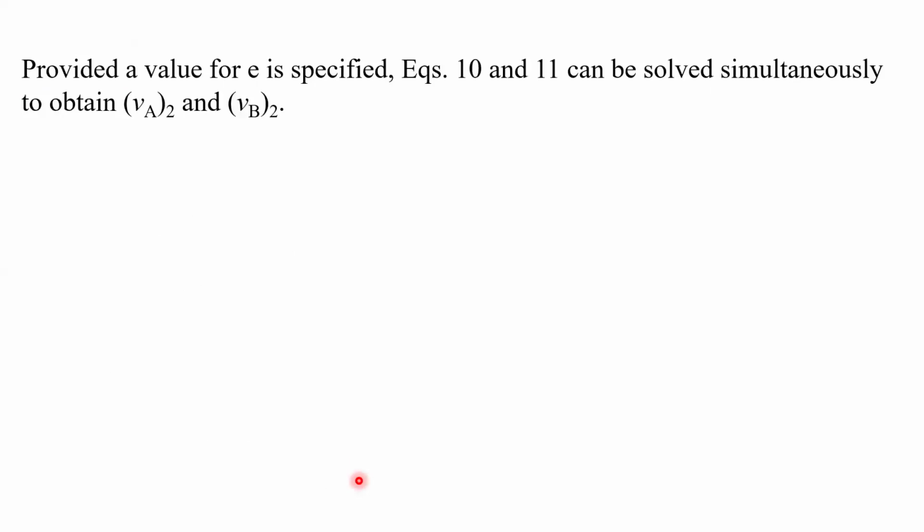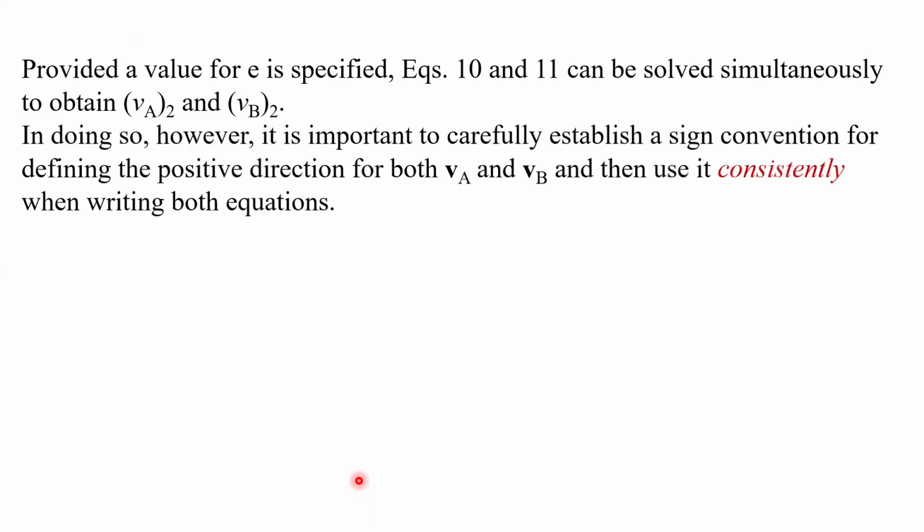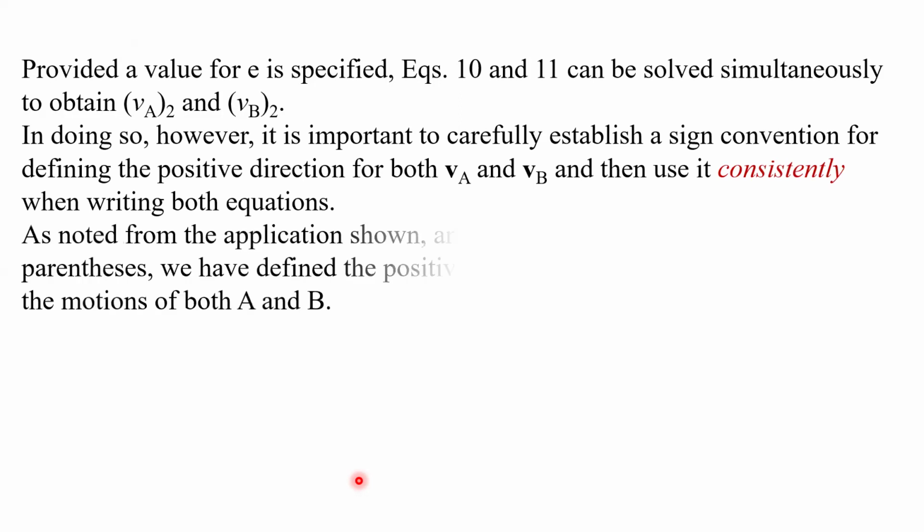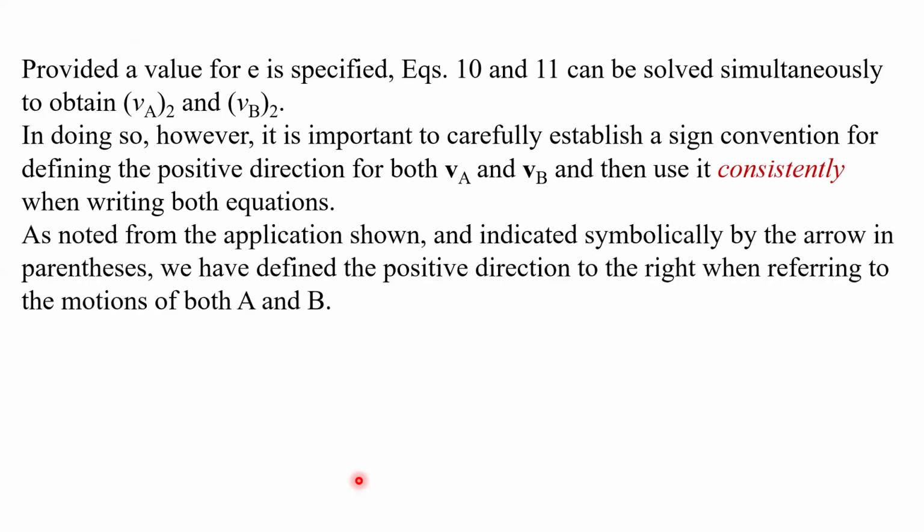Provided a value for E is specified, those two equations, 10 and 11, can be solved simultaneously to obtain VA2 and VB2. In doing so, however, it is important to carefully establish a sign convention for defining the positive direction for both VA and VB, and then use it consistently when writing both equations. Else, there will be confusion, and then the details will be lost.